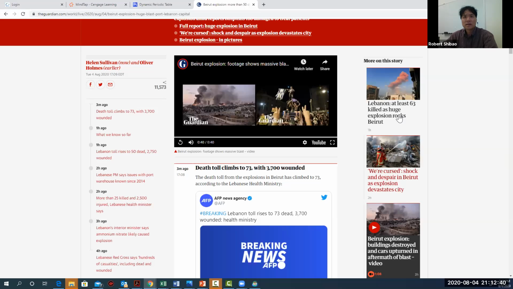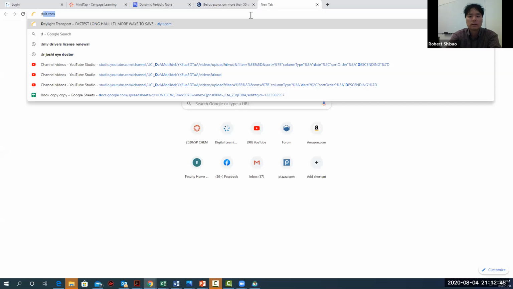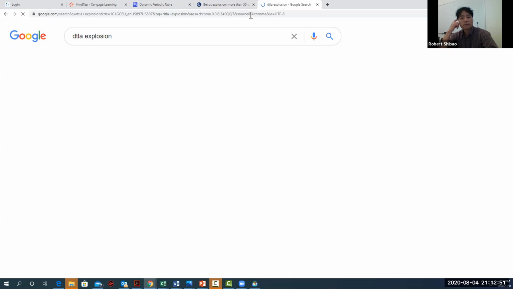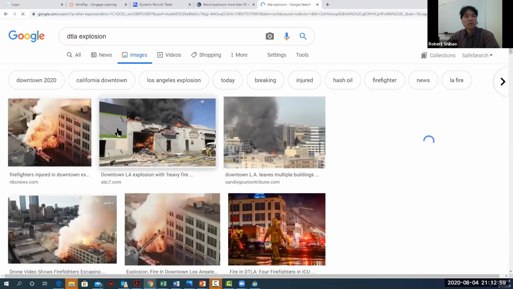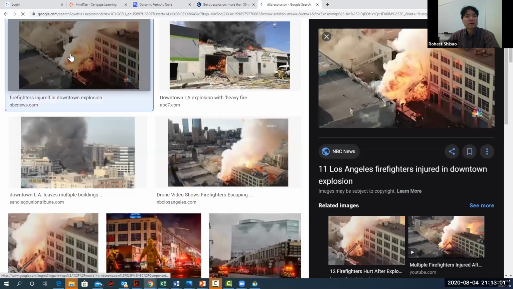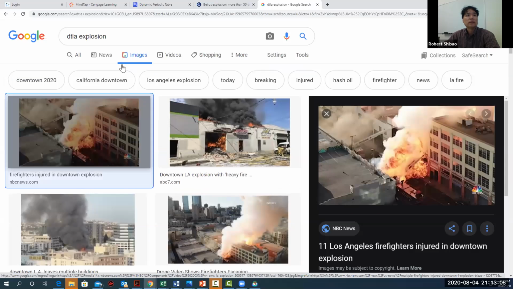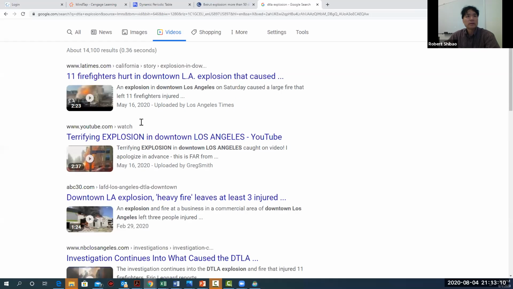Did you see the downtown LA explosion? That was a surprisingly big explosion. Let's see if they had a decent video of that one. This was just paint. I think paint was being stored here. Let's see if they have the video of that. Surprisingly big explosion.